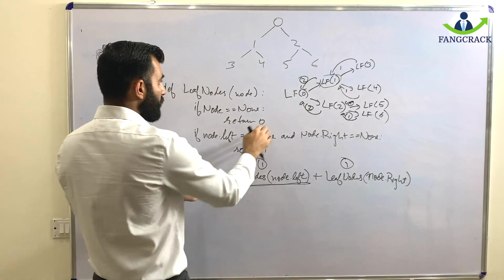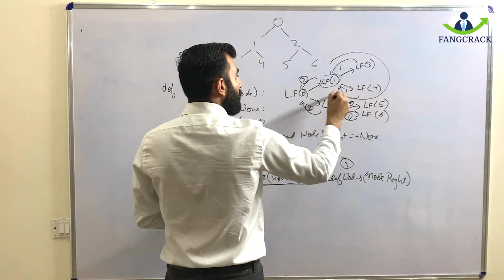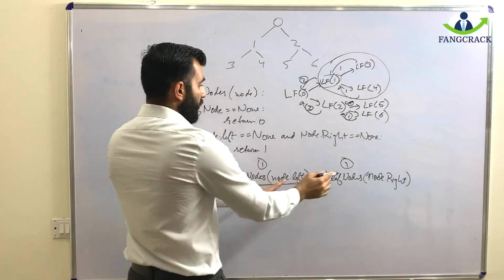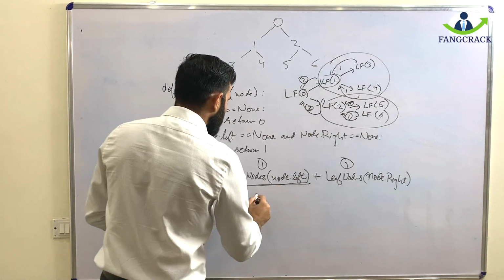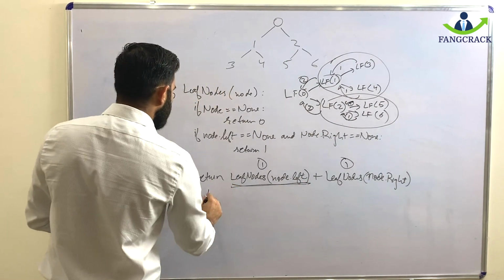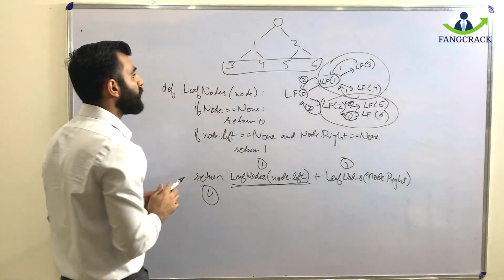So we noticed earlier that the left side of 0 returned 2, and the right side also now returned 2. So overall 2 plus 2, which is 4, is going to be returned by this function, which is the right number of leaf nodes as we see here.